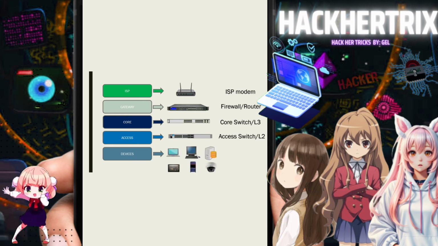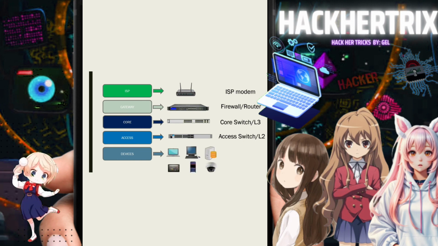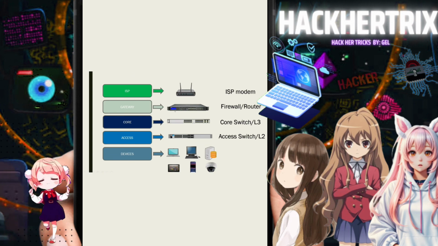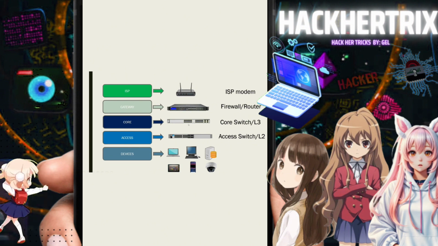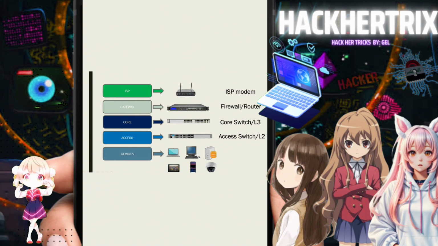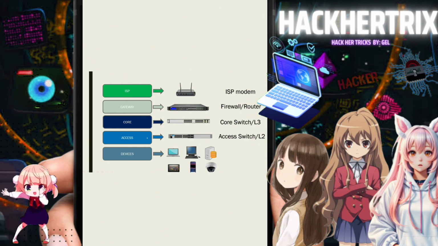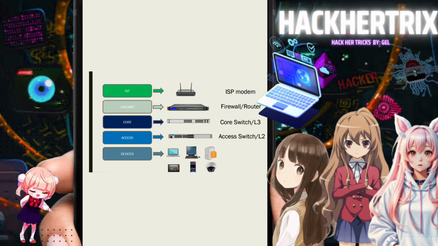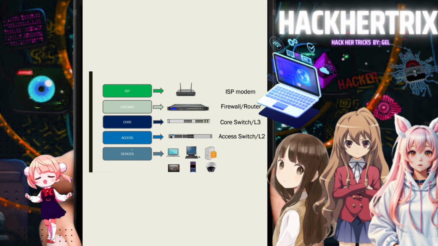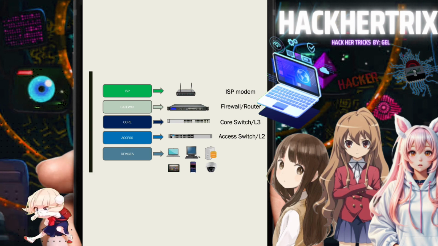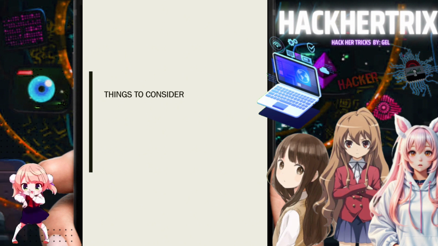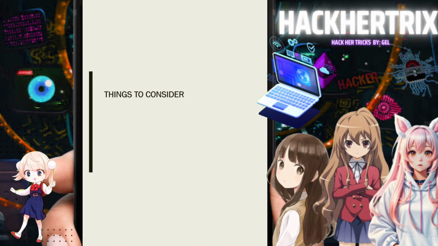So here are the layers and the types of devices according to them. So kung ISP modem, gateway is a firewall router, the core switch is a core switch or layer 3 switch, the access is an access switch or layer 2 switch, and the devices. So let's see this in action. Okay? So, by the way, ang pag-usapan muna natin is things to consider bago natin i-check yung diagram.